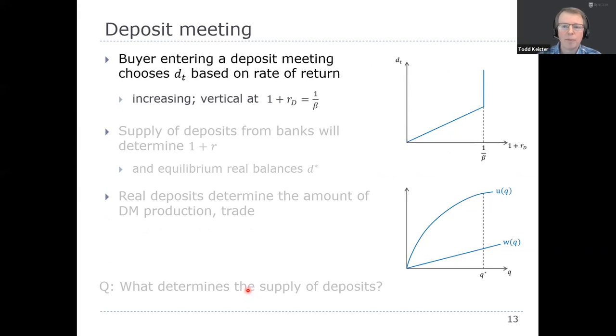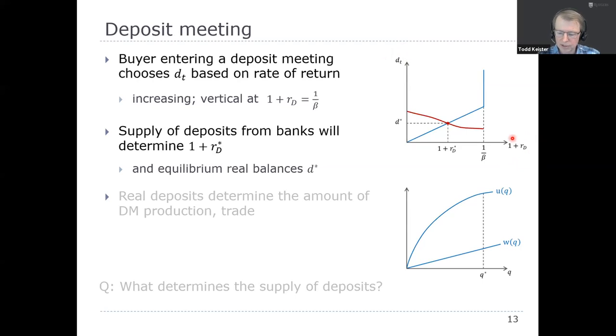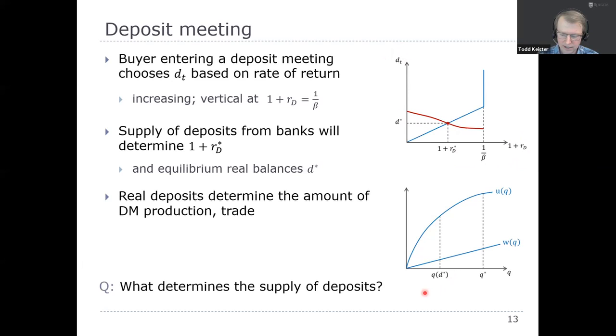All right, what about a buyer entering a deposit meeting? It's kind of the same thing, but you're choosing the real value of the deposits you want to hold in a bank as a function of the market interest rate on deposits. But now the interesting part of the model is, well, what is the supply of deposits? If we knew the supply of deposits, if it were some curve that looked like this, then you'd say, okay, that determines the equilibrium interest rate on deposits and the quantity buyers hold. Quantity of deposits determines the quantity of trade. That goes into welfare in the usual way. So the key question is, what determines the supply of deposits in this model?